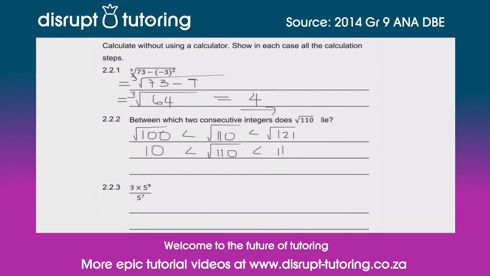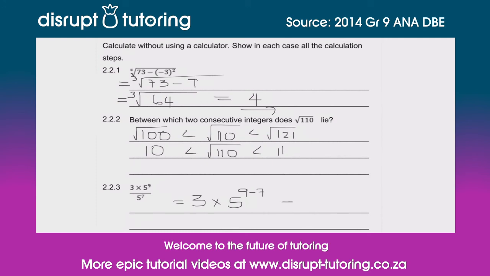And then finally, they've given us 3 times 5 to the 9 over 5 to the 7. So here we've got one of our exponential laws. And in this case, we're going to do the following. We're going to say, right, 3 times 5. Okay, now let's look at that 5. We've got a 5 at the top, and we've got a 5 at the bottom. And we've got an exponent of 9 on the 5 at the top, and an exponent of 7 on the 5 at the bottom. Now the rule here is when you divide powers with the same base, we subtract the exponents. So in applying that law, we're going to have 9 minus 7 as our combined exponents.